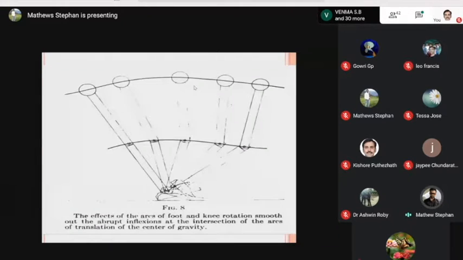So this is the image showing the effects of the arc of foot and knee rotation, smoothening out the abrupt inflection at the intersection of the arcs of translation of the center of gravity. Initially, in the Columbus gait, it is a continuous arc, but here the ends of the arc have been smoothened by the knee and foot biomechanics.